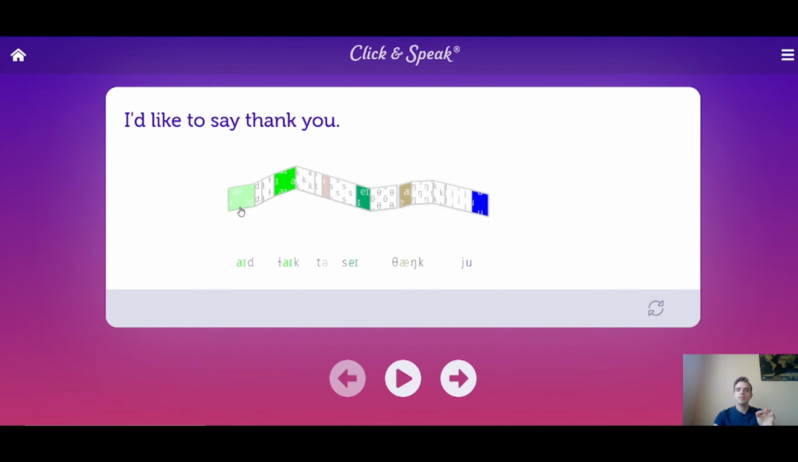All right, and as you can see, the example words are the same example words from the American IPA chart, so you can really learn how to pronounce each sound in context.